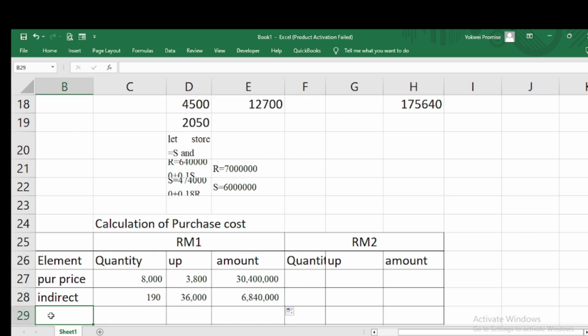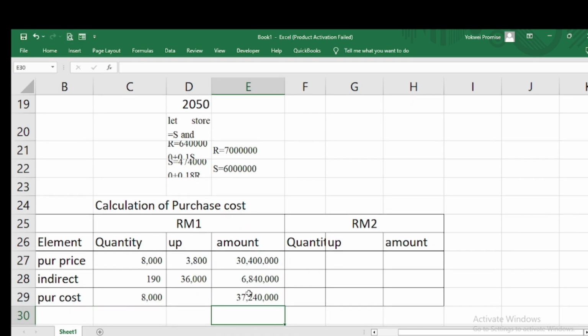Okay, the next thing will be the total or the actual purchase cost. The units here will remain our 8,000 units. We are not going to take this plus this, please take note. And then here we have the total, which will be the sum of those two. Sum it, please. You have 37,240,000. Then the unit purchase price here will be this divided by this. You have an answer. And then let's move now to the next, raw material 2.